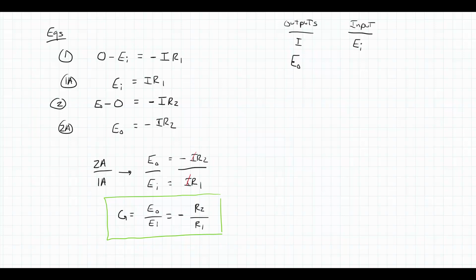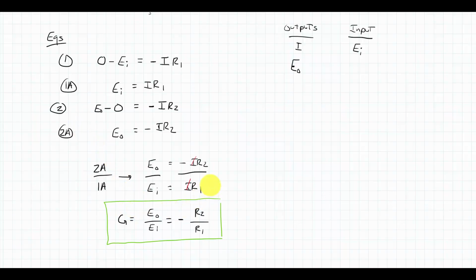Now notice R1 and R2 must be positive values. Resistances can only be positive, but we have a negative on the outside. That indicates that this is an inverting circuit. So if the input voltage is positive, the output voltage will be negative, and vice versa is also going to be true. We have our final transfer function.